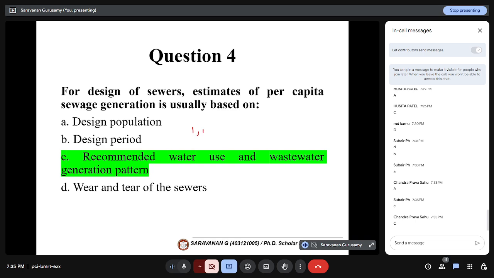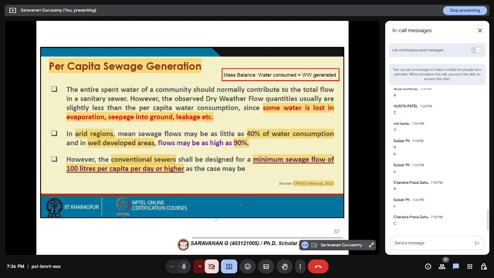Even though the population is 1 lakh, if each person is consuming only 90 liters per day rather than 135 liters, then it is the same as a 2 lakh 50,000 population consuming 135 liters, right? So even in a big city with less consumption, I can design a small sewer. That is the usage, the behavioral change we have to have.